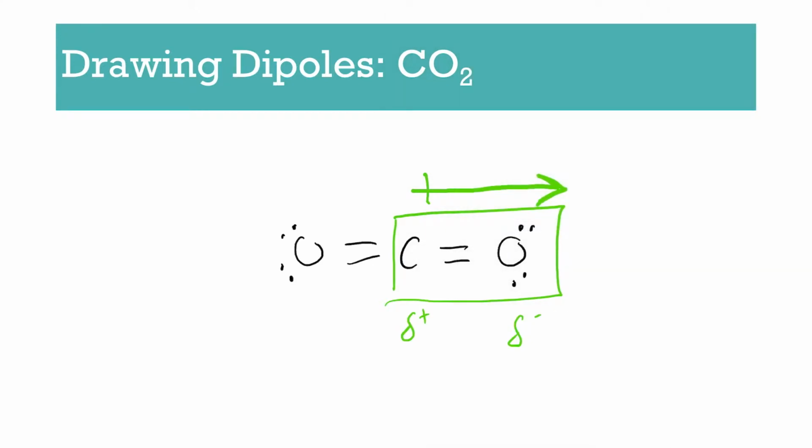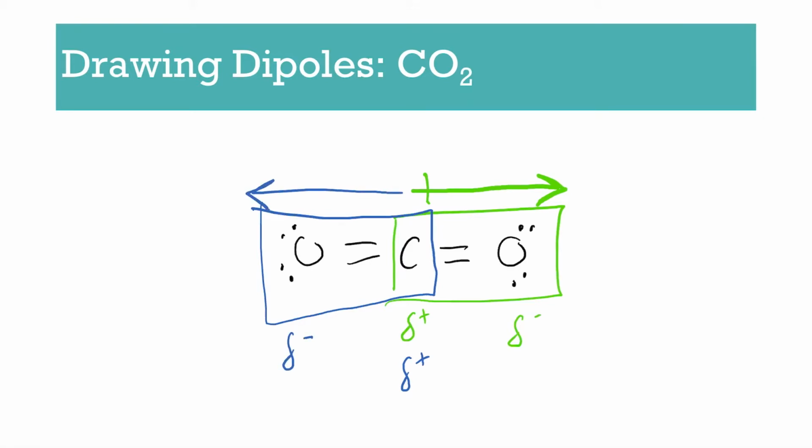And then if we look at the blue box, the C and the other O, C is delta positive still, O is delta negative, and now you have that dipole. So here you have two dipoles. So again, you want to draw a dipole for every pair that you have.